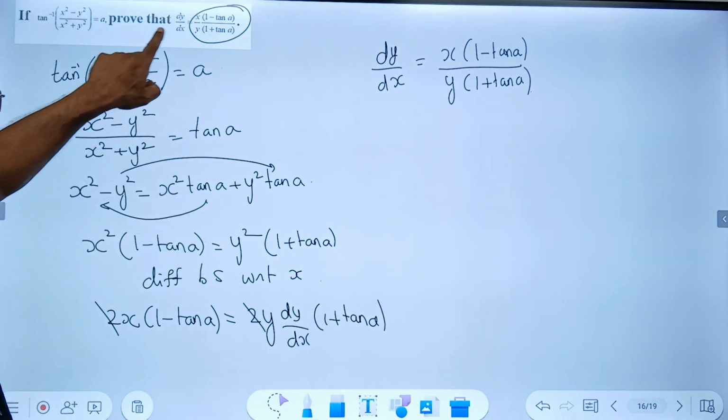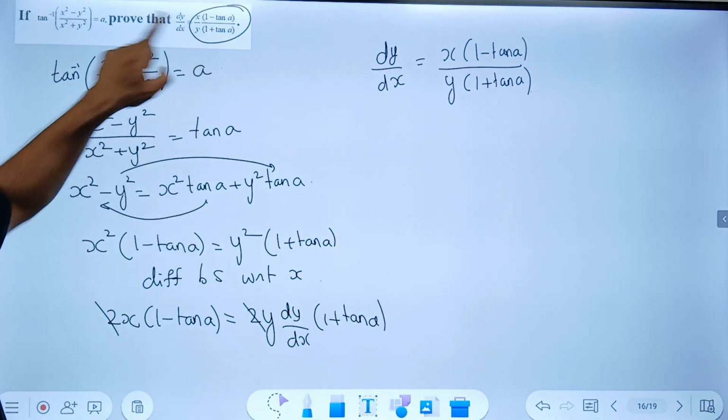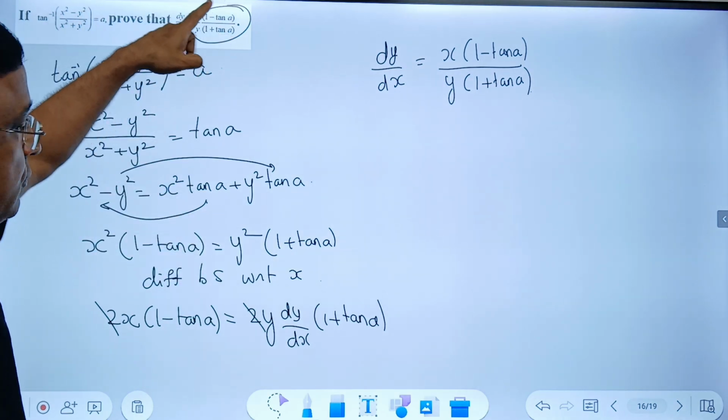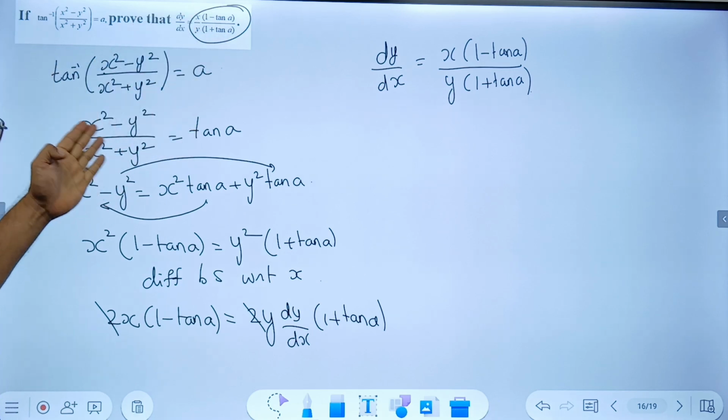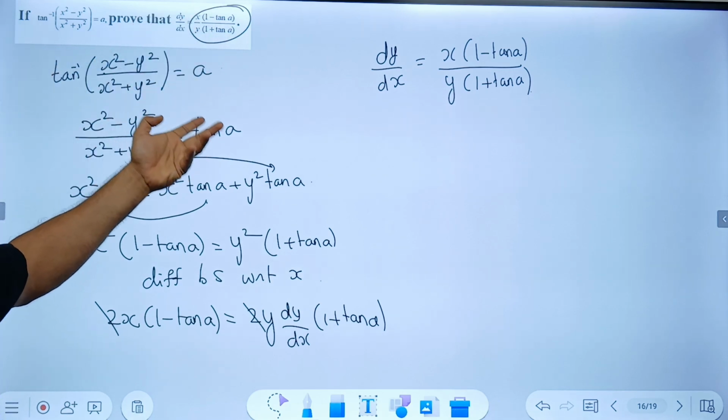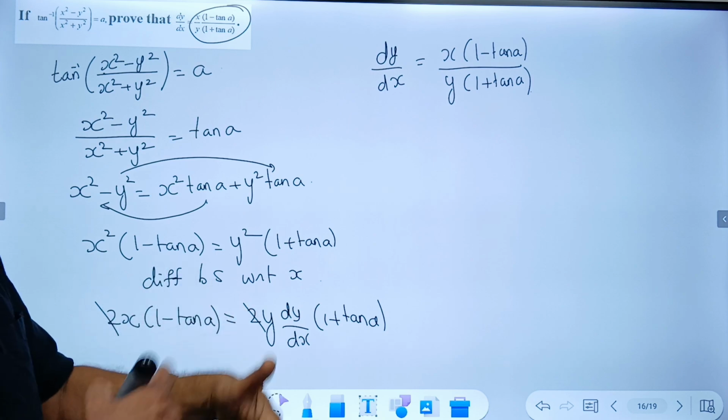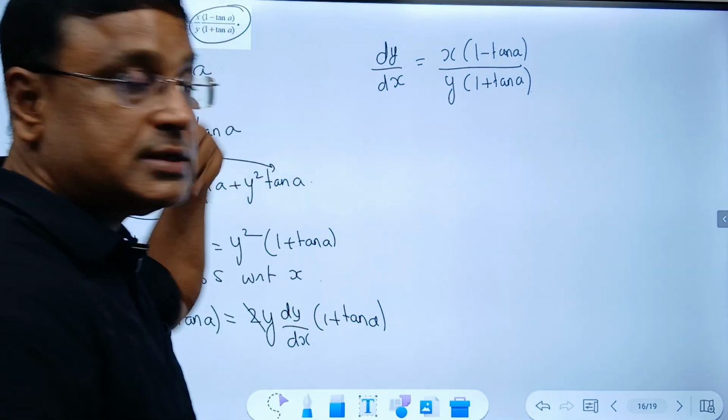Always watch for the question. One eye should be on the answer. If you know this is what I should get, I will not get rid of a. Otherwise, if you differentiate here, your a will vanish. Then you have to struggle to get that a. Because in the answer, a is there.